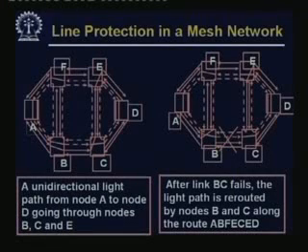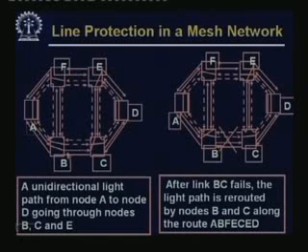So, some more cases: line protection in a mesh network. What we have is a unidirectional light path from node A to node D. From node A to node D we have a unidirectional light path going through nodes B, C and E. So, we are talking about this path: A to B to C and then to E.